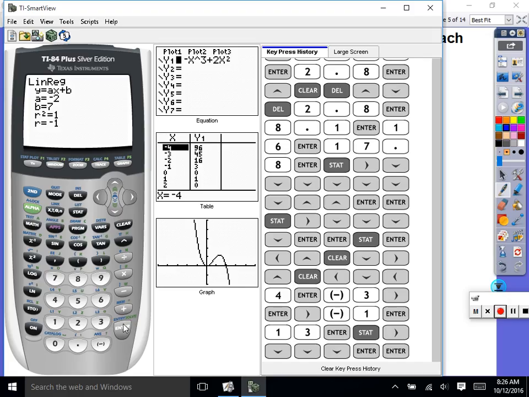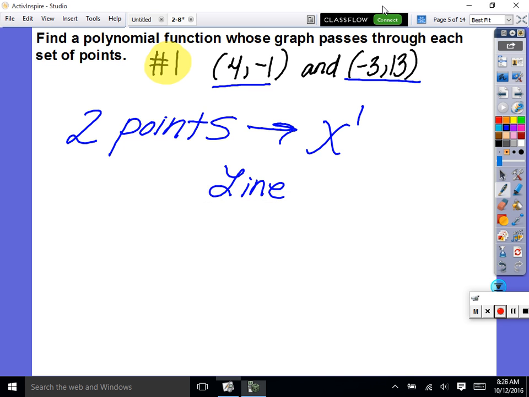Does everybody see it? Now notice, isn't r squared 1? So it's a perfect fit. This is the perfect fit. A line is a perfect fit. So we have y is equal to negative 2x plus 7, correct?